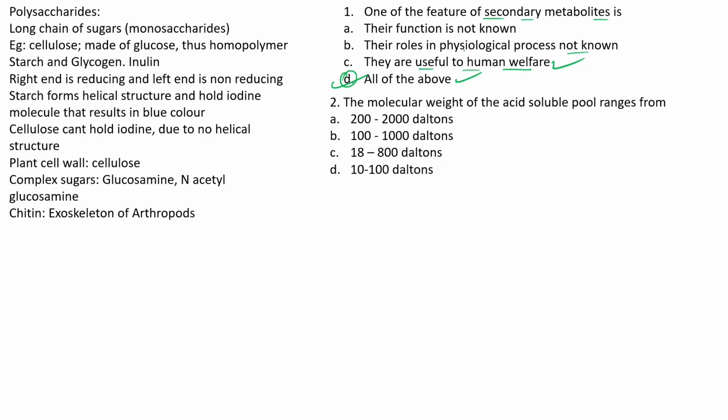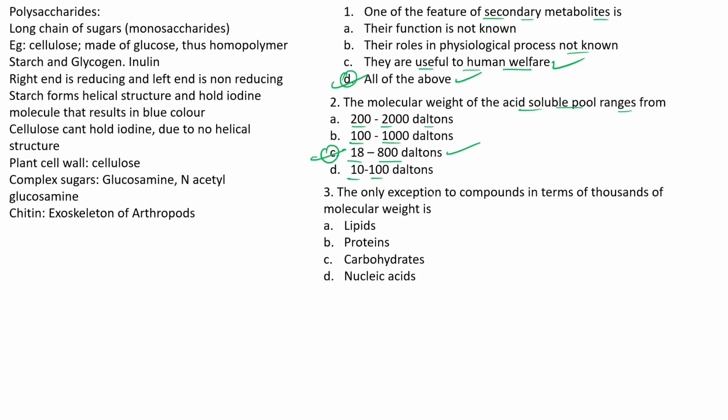The next one: the molecular weight of the acid soluble pool ranges from 200 to 2000 Daltons, 100 to 1000 Daltons, 18 to 800 Daltons. The last one we have is 10 to 100 Daltons. The answer we all know: it is 18 to 800 Daltons, the range of the acid soluble pool.